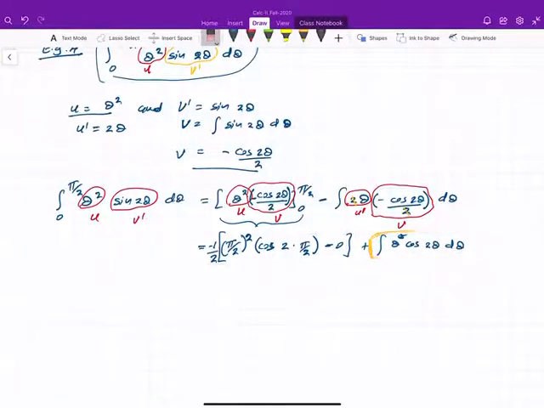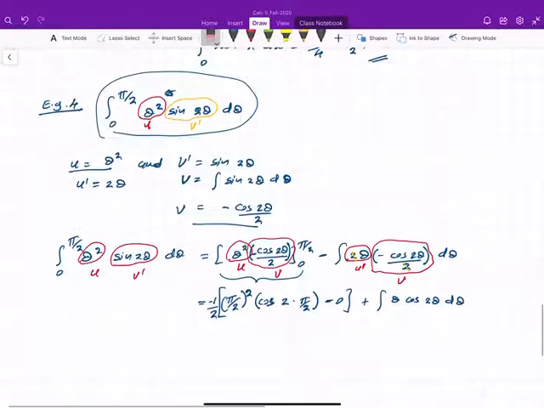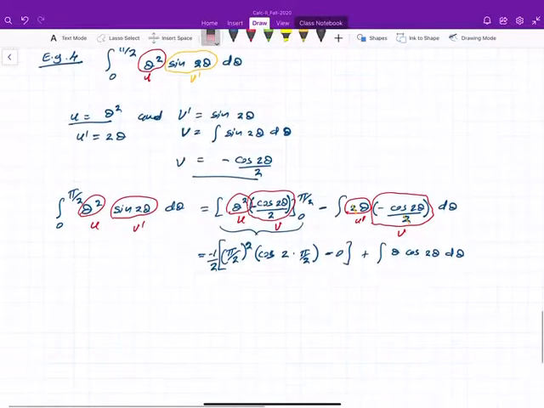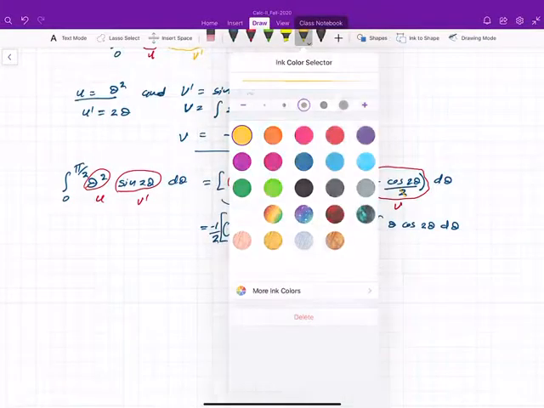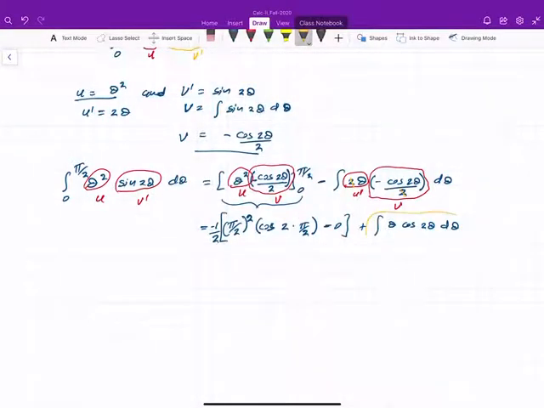So let me take these lines out. Right, now let me denote this as A, and let me mark this as equation 1. I'm going to consider A.